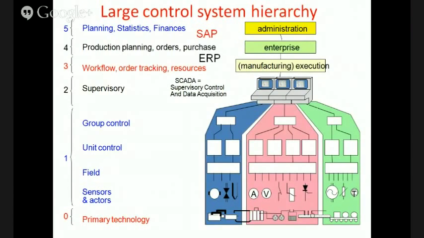And then comes the third level, which is workflow, order tracking, tracking resources. And finally, then comes the fourth level. The fourth level is enterprise: production, planning, orders, purchase, etc. And the word called ERP, enterprise resource planning, is being considered here. And finally, the fifth level is known as planning, statistics, and finance. That is the final level of control, and there a word is used called SAP. Here, every automation is administrative automation.